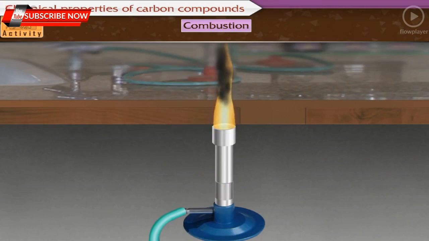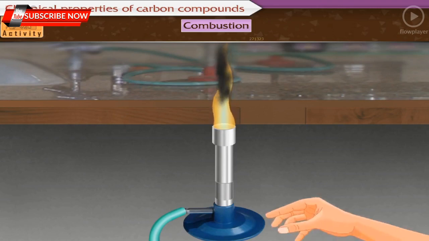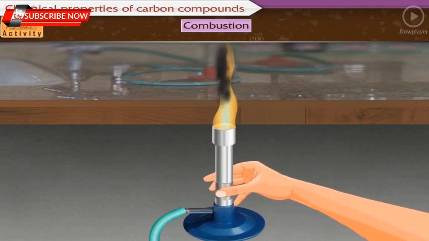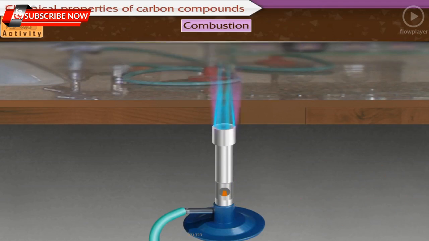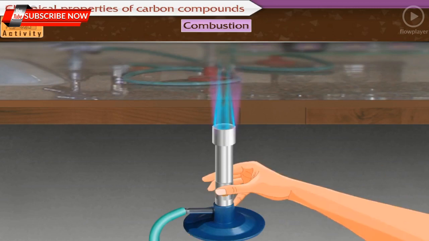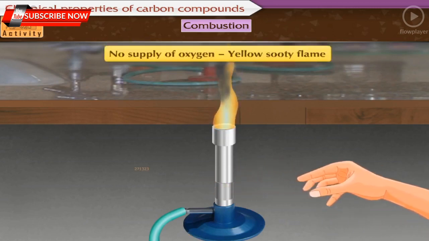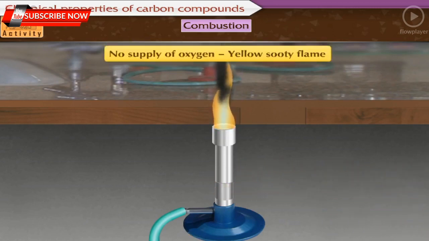From this activity, we can infer that when the air hole at the bottom of the Bunsen burner is open, there is a supply of oxygen due to which the flame burns with blue color, and when the air hole is closed, there is no supply of oxygen and a yellow, sooty flame is obtained.